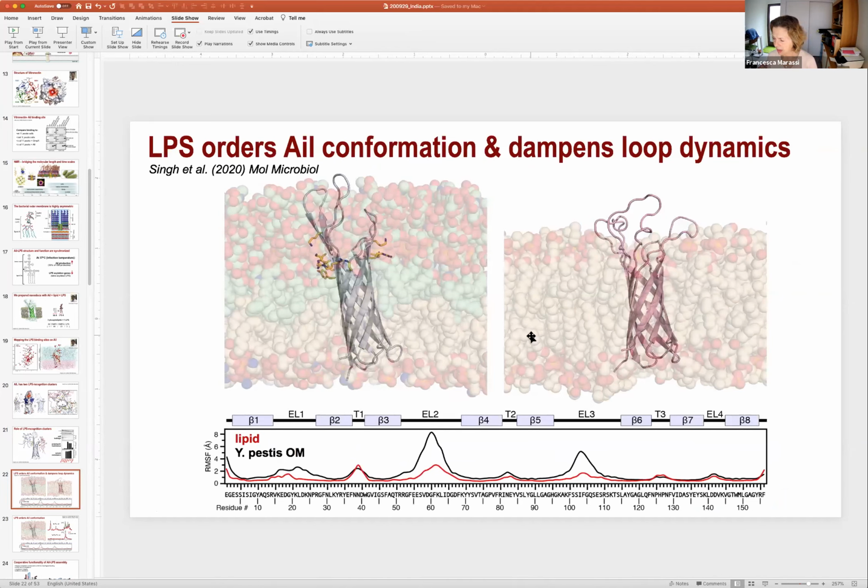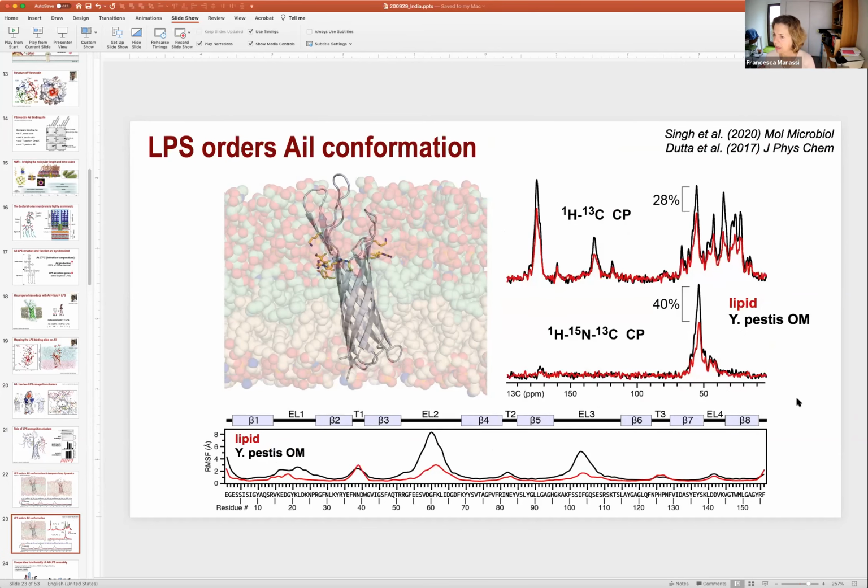When we further look at the effects of this interaction, we compare Yersinia pestis outer membranes with Ail versus completely symmetric lipid bilayers and Ail. You can see visually that the extracellular loops of the proteins acquire extensive conformational order in the presence of LPS, whereas they are highly disrupted here. And this is highlighted in this chart at the bottom, showing the root mean square fluctuations, the RMSF. Sorry, these are inverted actually: the root mean square fluctuations are higher in a symmetric lipid bilayer, shown in black, compared to the Yersinia pestis outer membrane that contains LPS. So LPS has an ordering effect.